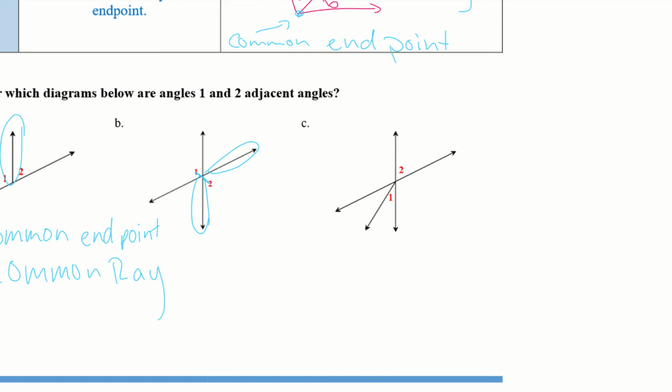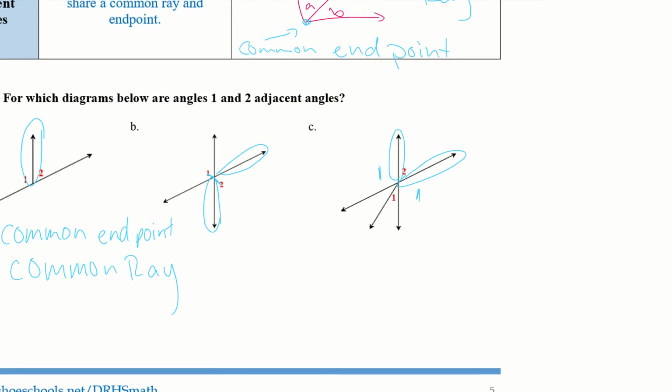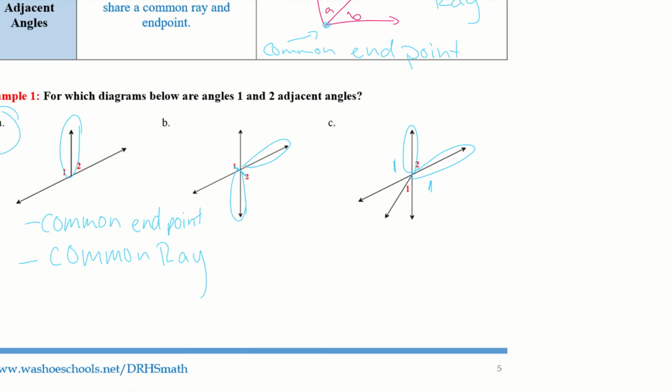And then same thing with C. If we take a look at 2, we have this ray, and 1 is neither right here or right here. So they don't have a common ray either, but they both do have a common endpoint right in that center spot here.